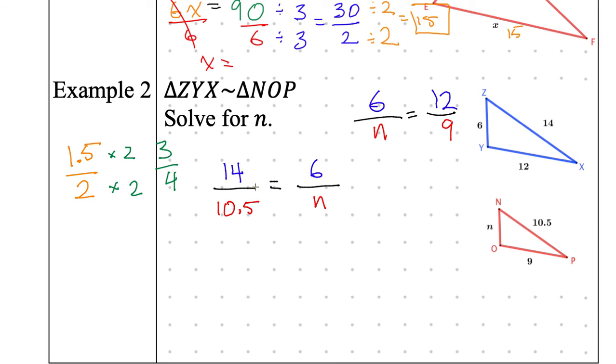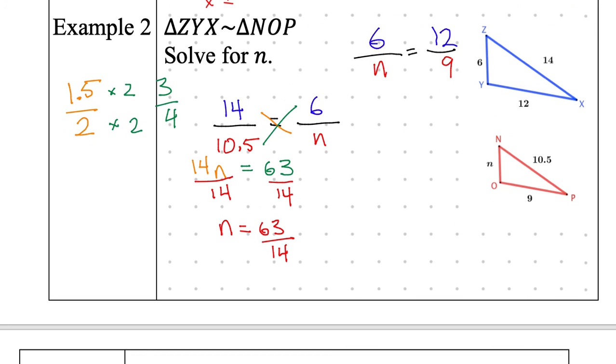So cross multiplying, 14 times n is 14n. Cross multiplying the other direction, 6 times 10.5. Well, I know, is it 30? So it's 60, and then I have to do 0.5 of 6, which is 3, so 63. And then I would divide both sides by 14 to isolate for n. So divide by 14, divide by 14, and I get n is equal to 63 over 14.